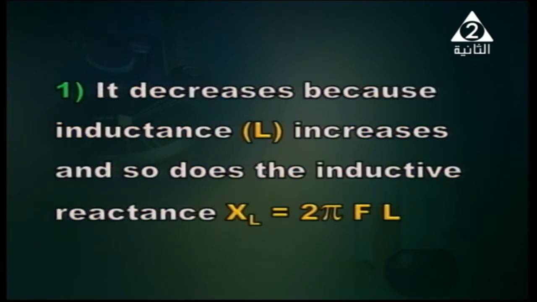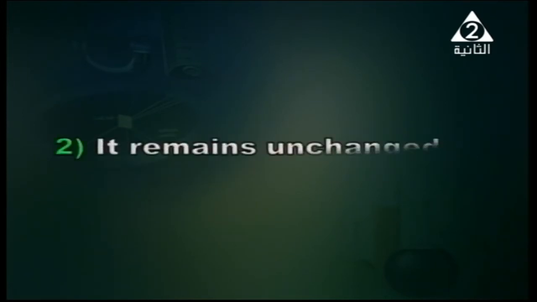First of all, what would happen if an iron core is inserted inside the coil? The current decreases. Why? Because inductance increases, so XL increases. XL is some sort of opposition. XL equals 2 pi FL. L is increased, so XL is increased, so the current decreases. So the reading decreases. And what would happen if the frequency is decreased? As a matter of fact, it remains unchanged. Another type of questions: mention only one factor that affects each of the following.